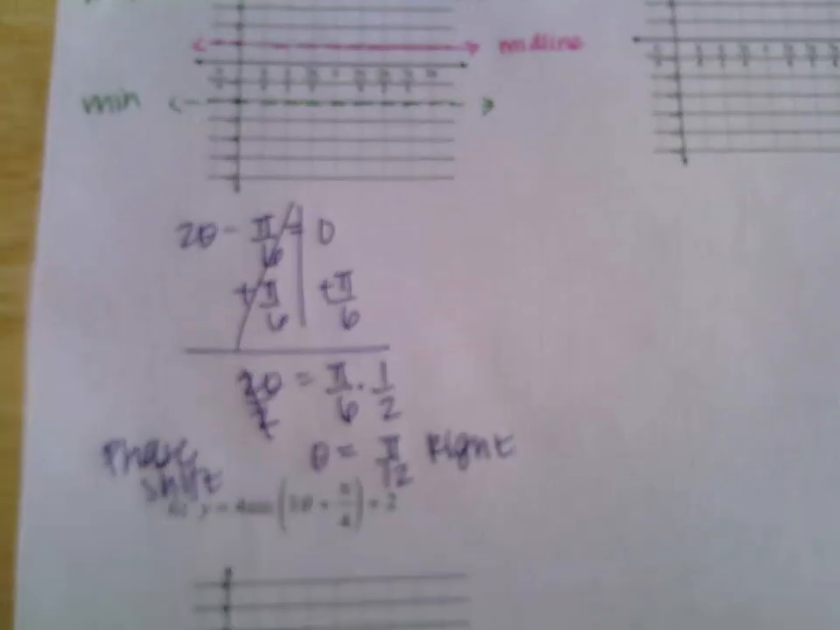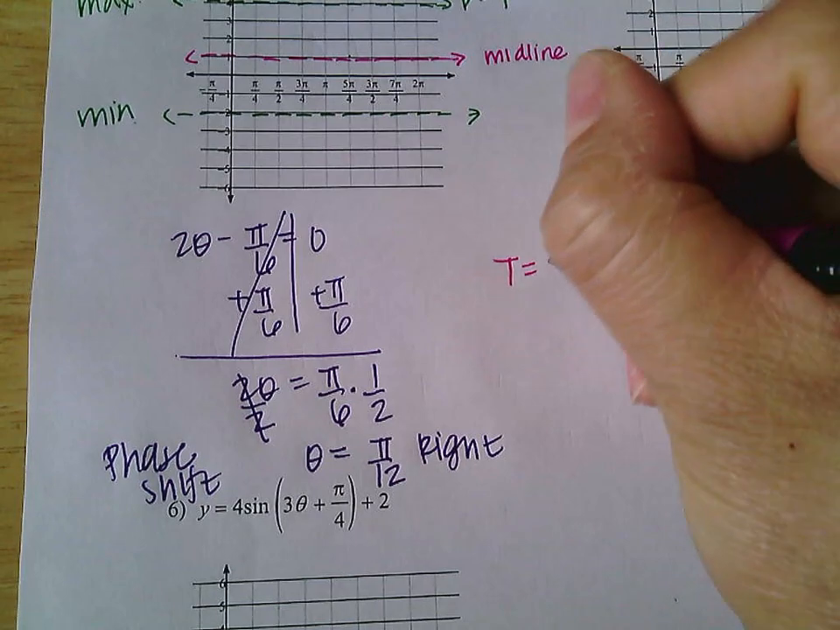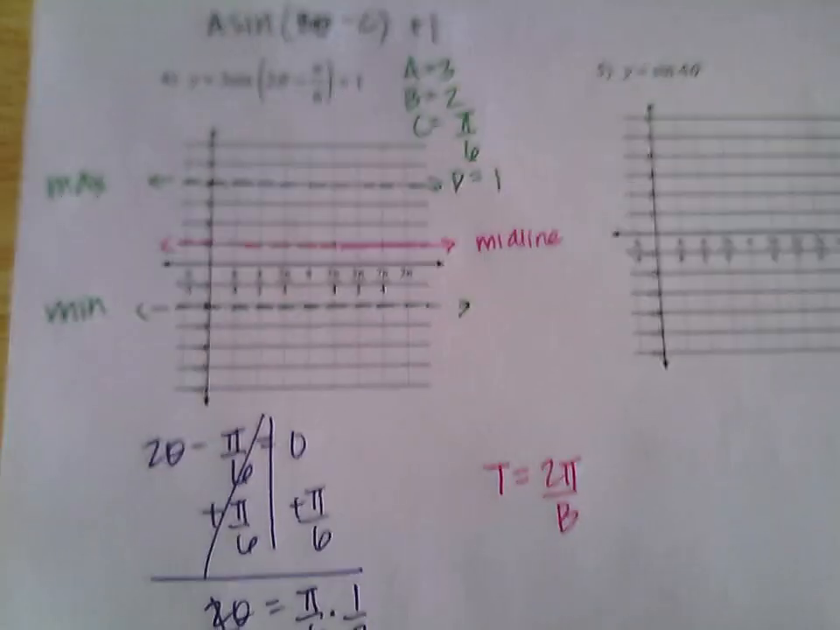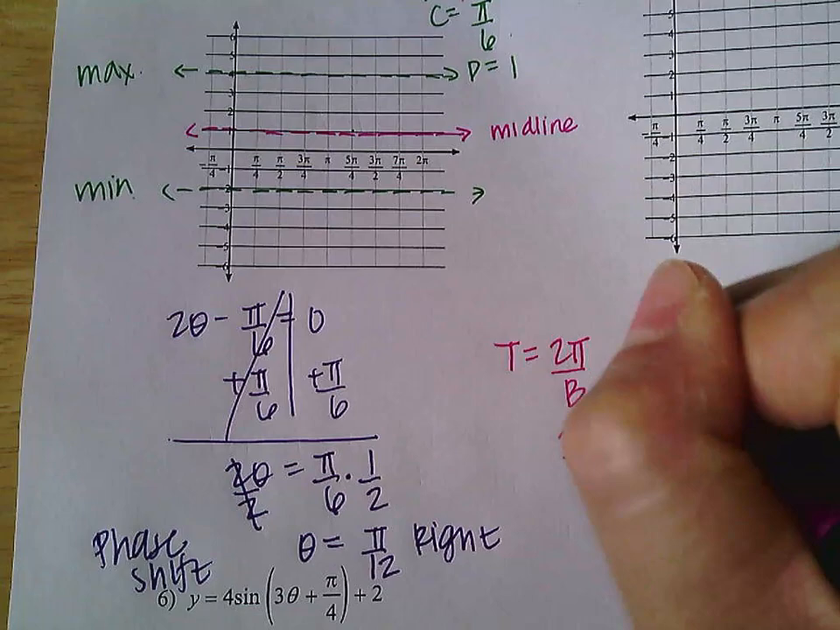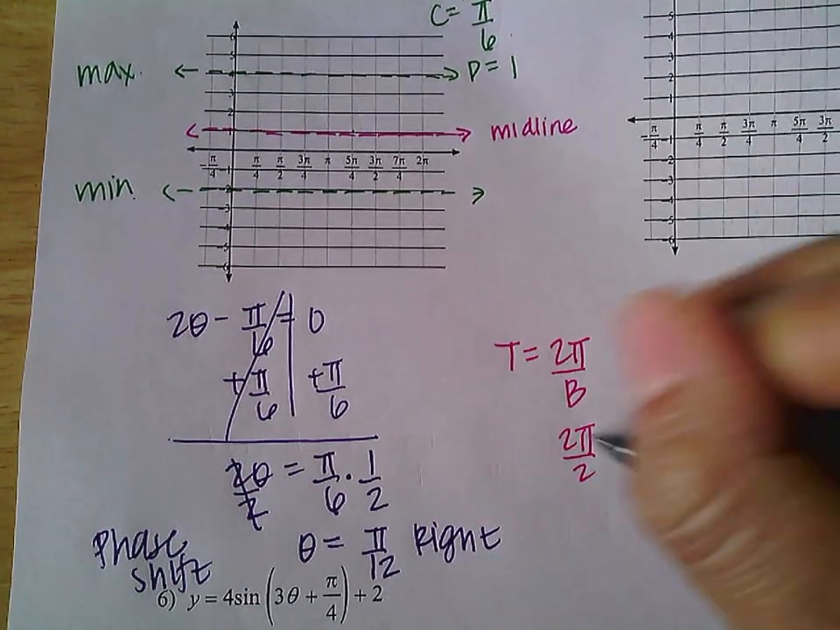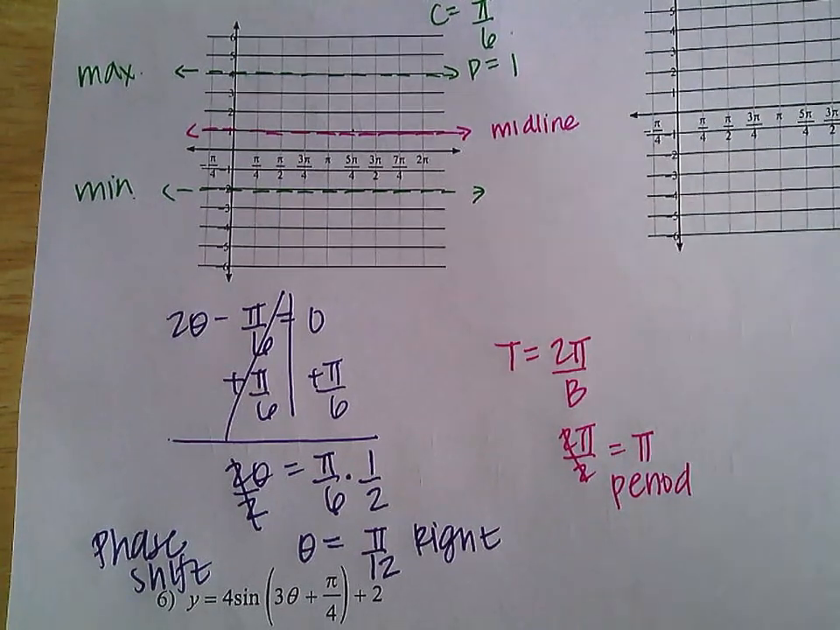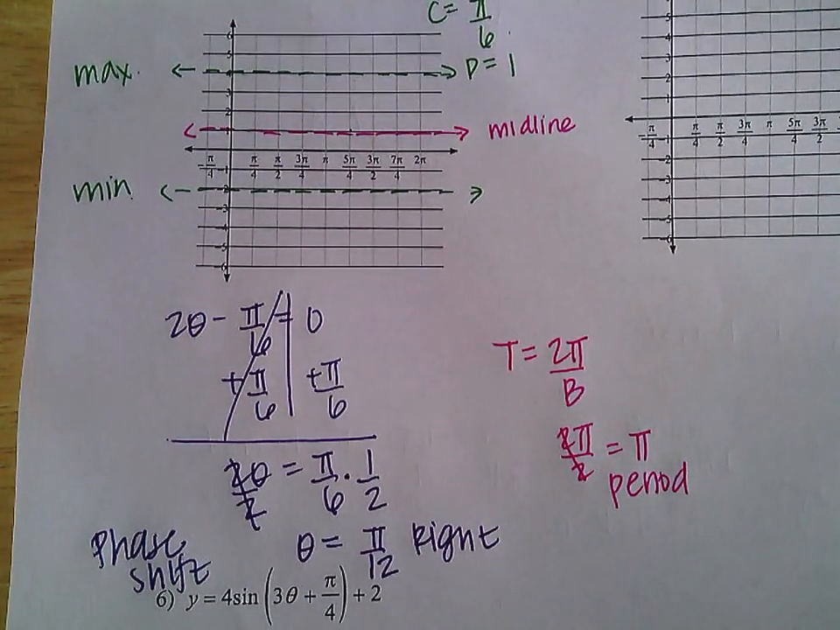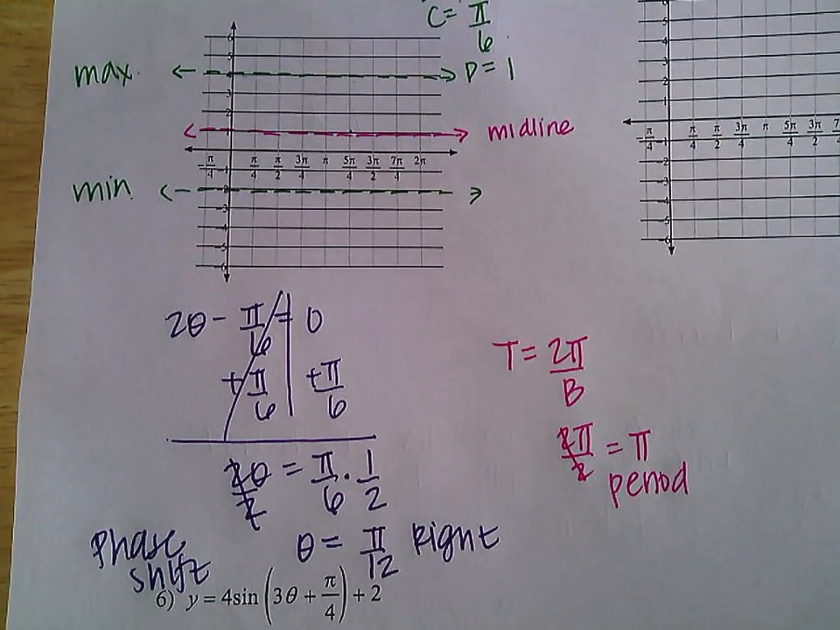So the period is represented by the letter T, and you find the period by taking 2 pi and dividing it by b. Remember, we said our b value was 2. So 2 pi divided by 2, those 2's cancel out. Our period is pi. So at every pi interval, the graph will complete 1 full cycle. So let's go ahead and actually graph this now.